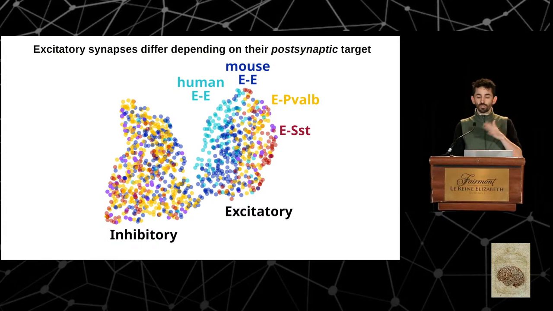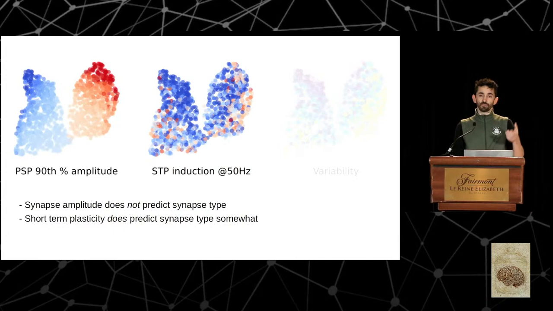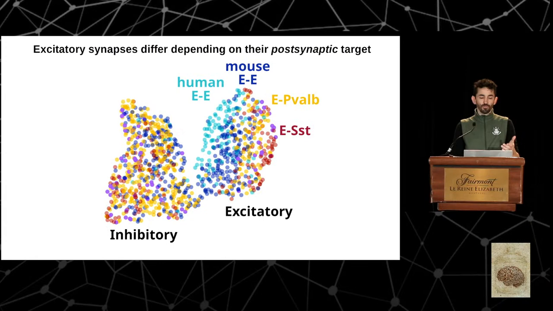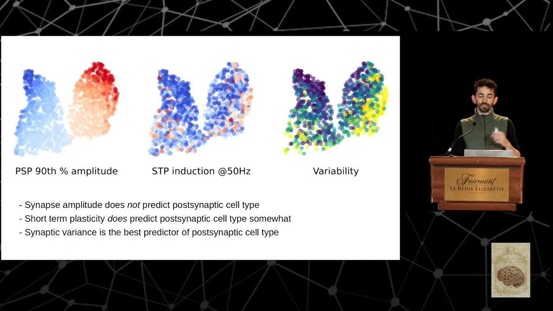In the middle here, we have a measure of short-term plasticity. That's facilitation and depression. And this makes some sense because if you look all the way on the right here, these excitatory to SST connections are known to be mostly facilitating, but it doesn't really explain the rest of the map quite as well. And on the right, we have a measure of synaptic variance. And this actually does seem to explain the cell type dependence fairly well.